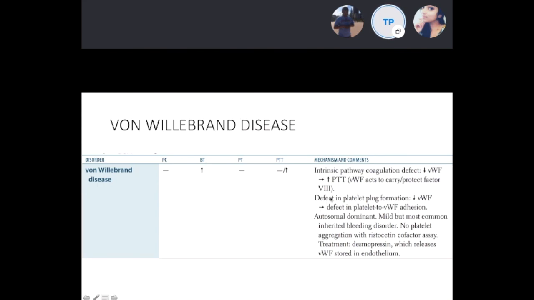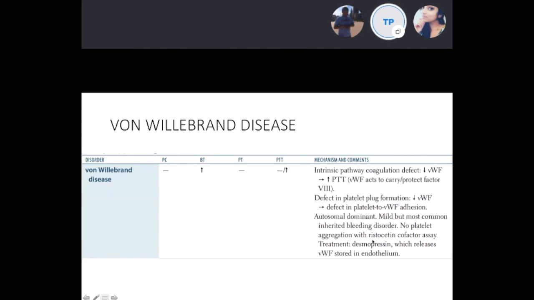So in turn, that's going to cause, like we said, the defect in the platelet plug formation, especially platelet to von Willebrand factor adhesion that's needed to initially adhere the clot to the endothelium. So the overall idea in this presentation today is that it is an autosomal dominant disease. It's mild, but it is one of the most commonly inherited bleeding disorders, as it is autosomal dominant.